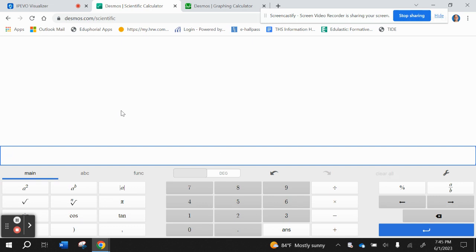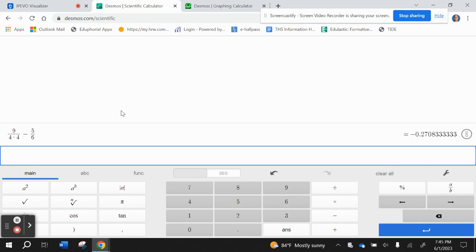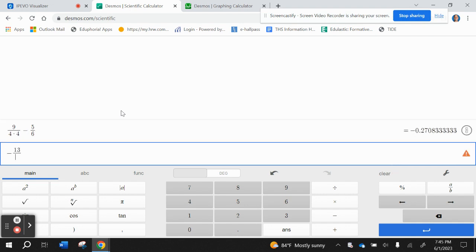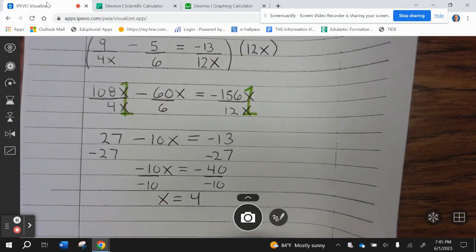So we're going to do 9 divided by 4 times 4 minus 5 divided by 6, enter, and then negative 13 divided by 12 times 4. Now, you can see that the left side equals the right side, so that checks that the solution is correct. Okay? All right, let's take a look at the next example.